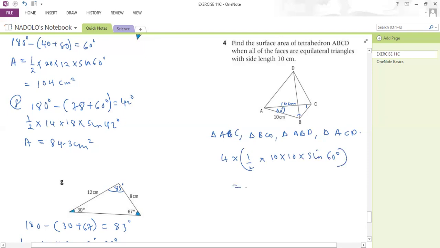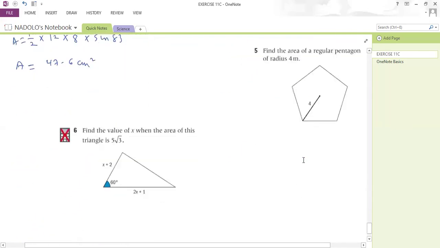So use your calculator. If you use your calculator to do that, you should be able to get your answer as 173 square centimeters. All right, so that's number 4.